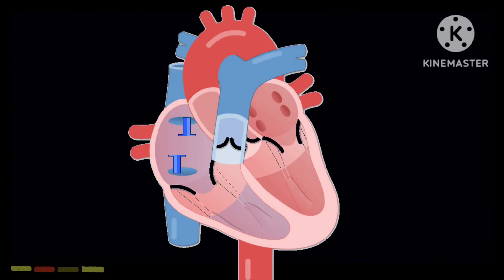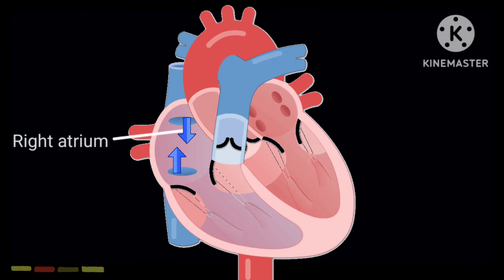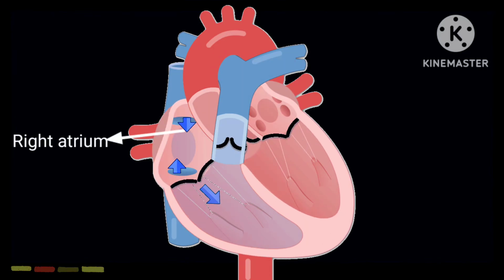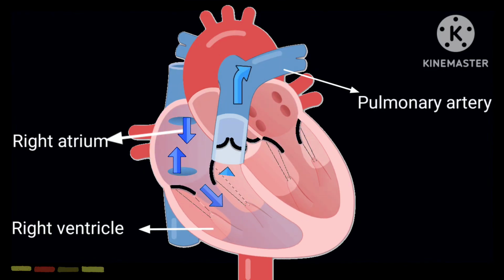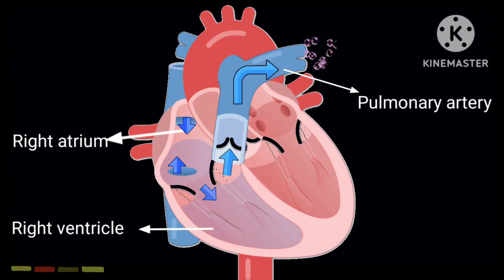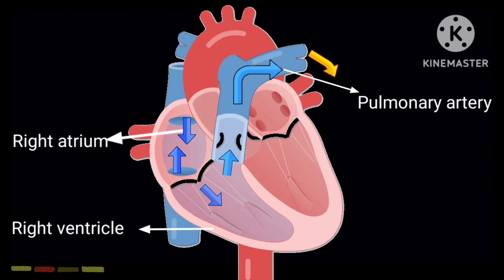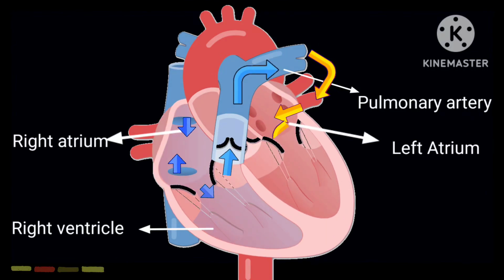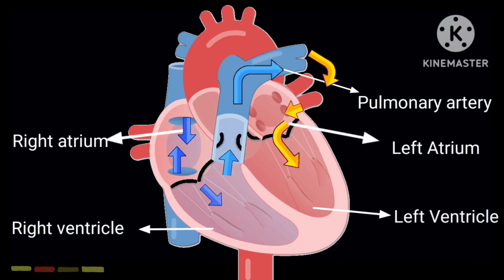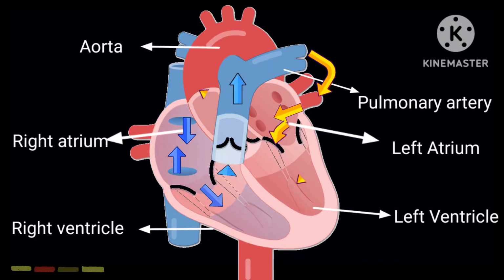Normally, oxygen-poor blood returns to the right atrium from the body, travels to the right ventricle, and then is pumped through the pulmonary artery into the lungs where it receives oxygen. Oxygen-rich blood then returns to the left atrium from the lungs, passes through the left ventricle, and then is pumped through the aorta out to the body.